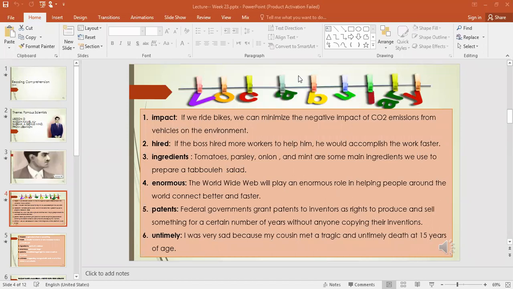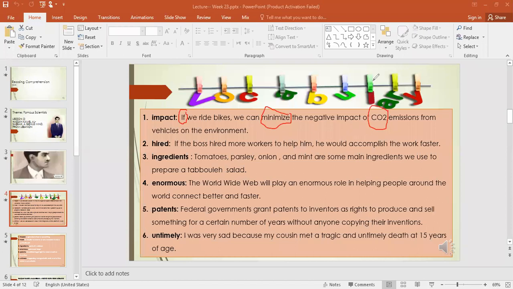Impact. If we ride bikes, we can minimize the negative impact of CO2 emission from vehicles on the environment. Okay, so now we are going to try to guess the meaning of the word impact. If we ride bikes, this is a condition. What do you mean by minimize? Make it smaller. Very good, to decrease the negative impact of CO2. CO2 is carbon dioxide, emissions from vehicles on the environment.